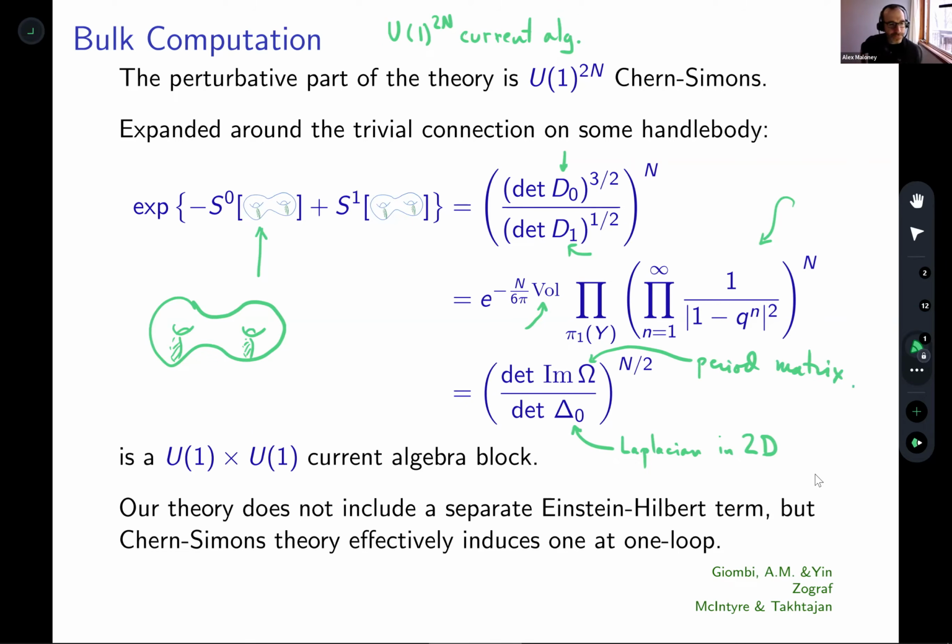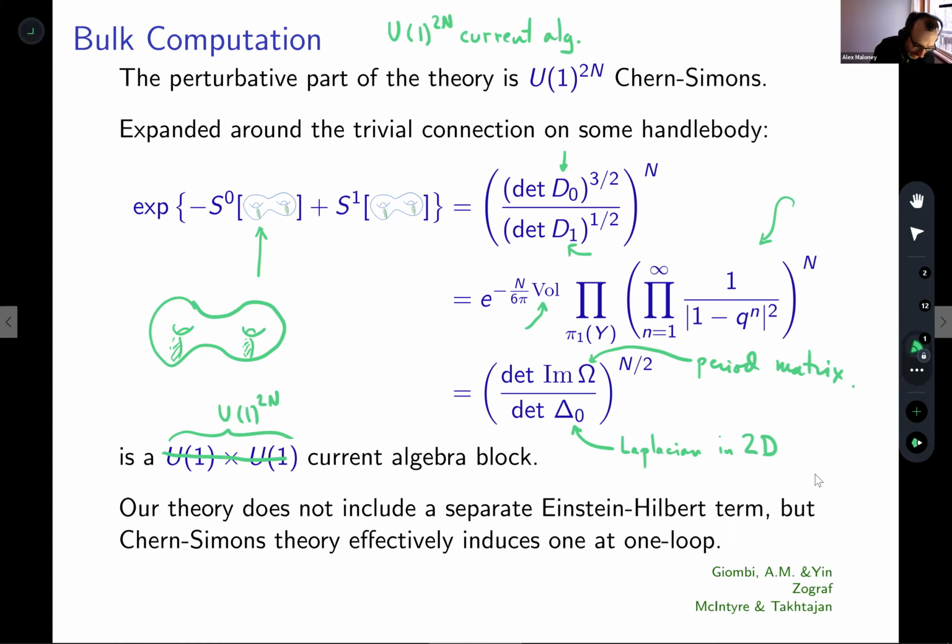So all of these formulas are very fancy, but they're saying something really rather straightforward. In the language of conformal field theory, what does Chern-Simons theory do for a living? It computes conformal blocks, right? And a U1 Chern-Simons theory computes current algebra blocks for the U1 times U1 current algebra. Here, I really should have called this U1 to the 2n, actually.